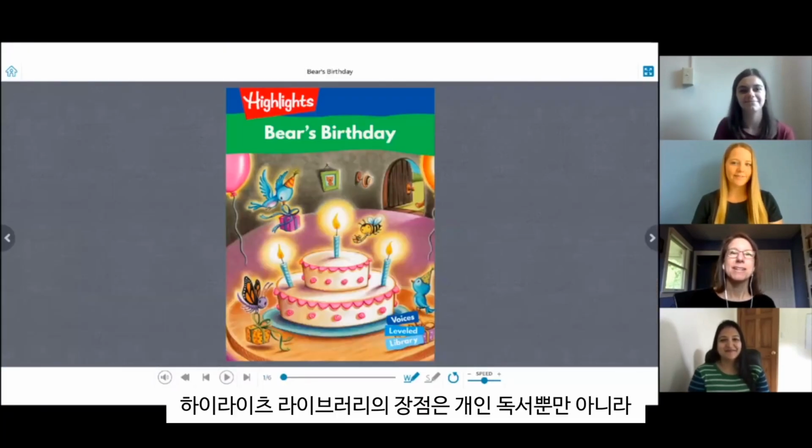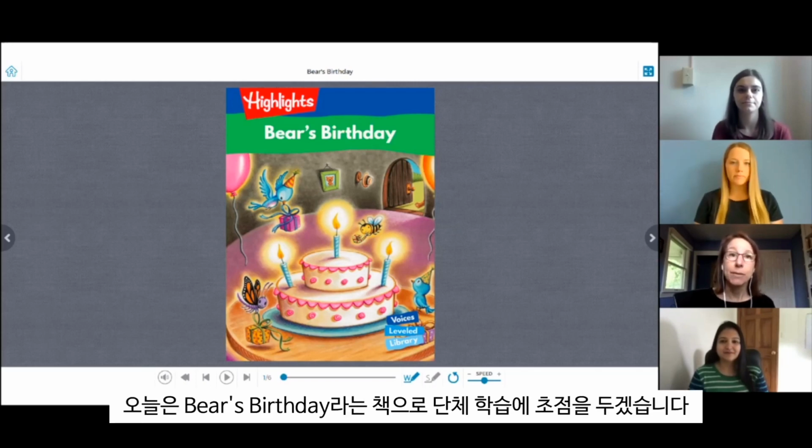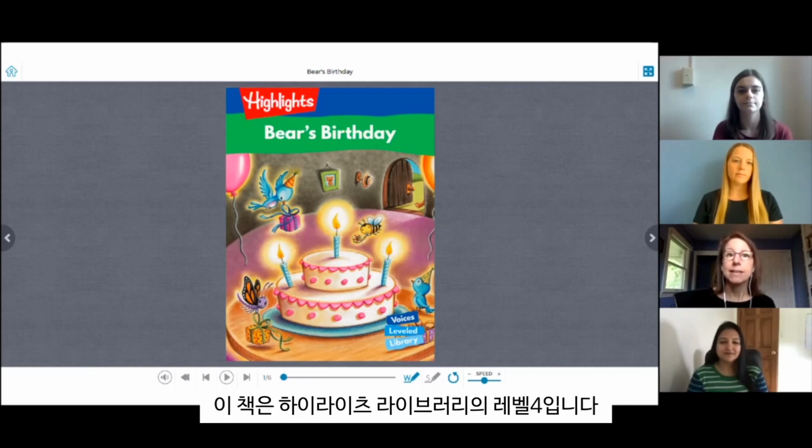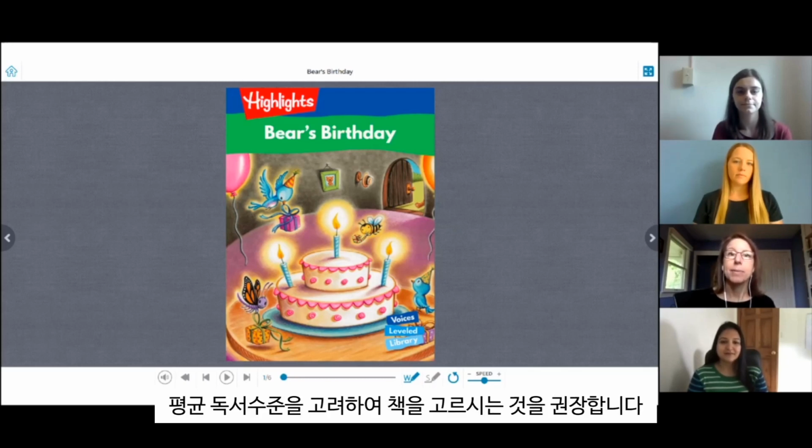So the great part about Highlights Library is that it can really be used for both independent reading or for group interaction and discussion. And today we're going to focus on that group interaction piece with the title Bear's Birthday. This book is in level 4 of Highlights Library. I suggest looking generally at the average reading level of your class and picking a book in that level so it's appropriate for the group as a whole.